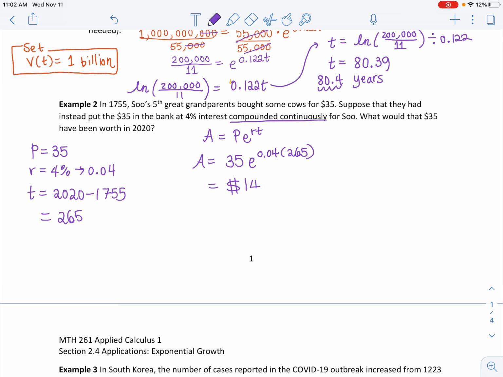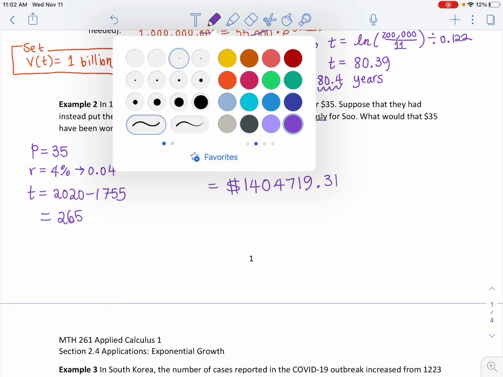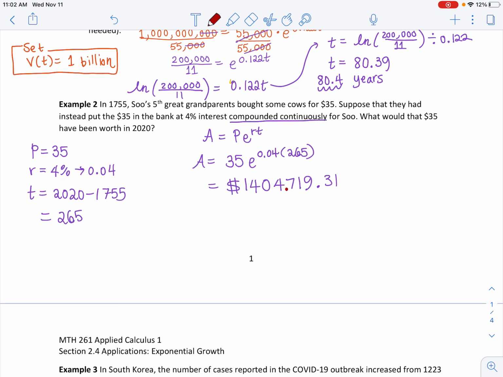35 times e raised to the 0.04 times 265. Guys, I am typing this into my calculator. Okay, I got an answer. Oh dear. I got 1,404,719.31. Let's put some commas to figure out how much this is. Oh dear, I would have had close to $1.5 million if they invested for me.